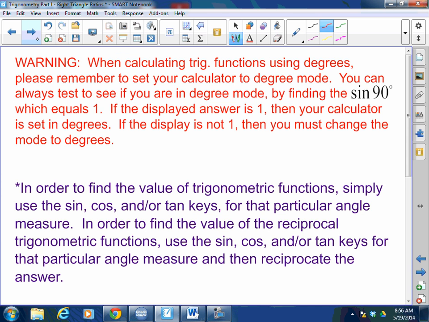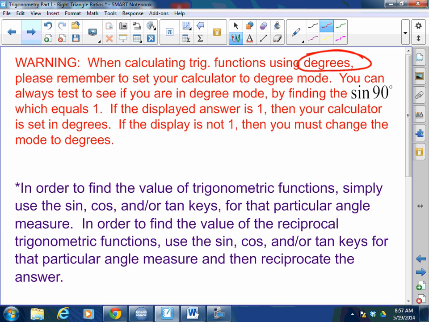Okay. Now the fun part. Warning. When calculating trig functions using degrees, because you could calculate it using radians, which you'll learn about later. But I just don't want you to see radians and go, oh, Mr. Moore never told us. Radians are another type of way to measure degrees, or angle measures, rather. So when we're going to be using degrees.